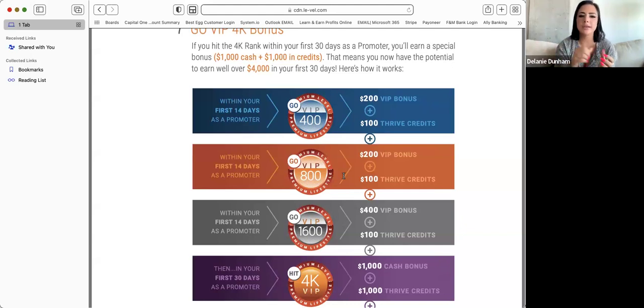This includes also placement volume. So if somebody puts somebody underneath you and they have $1,000 and they're selling, that all counts towards this rank as well. So anything you sell, anything placed under you, anything you purchase, any promoters you personally enroll, all volume, dollar for dollar here as well, which is really awesome.